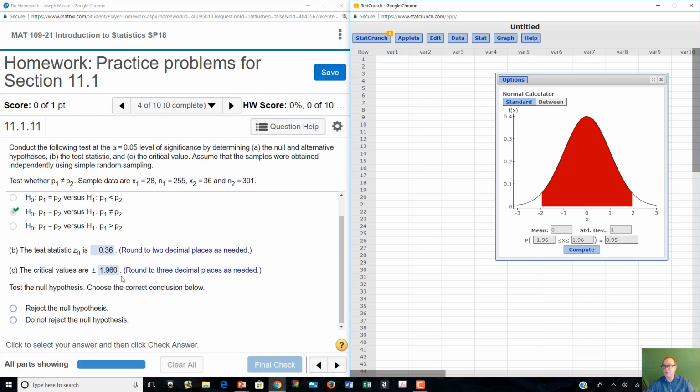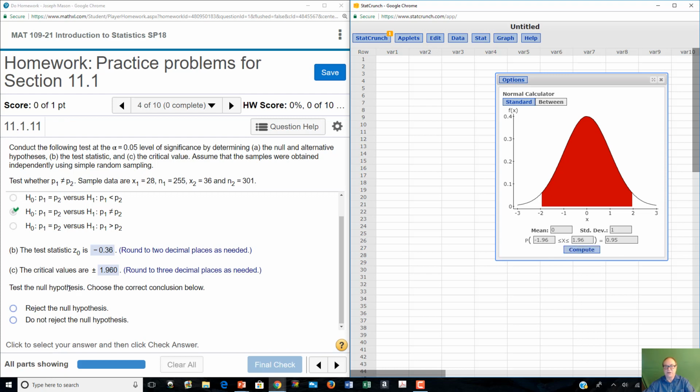If it's between, you have to remember alpha is the area in the tails. If you're using between, you need the area between. So if 5% is outside, then 95% is between. So either way, you can do that to get the negative 1.96, 1.96.